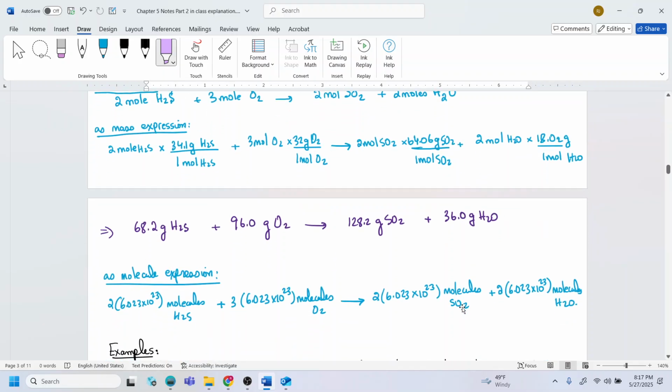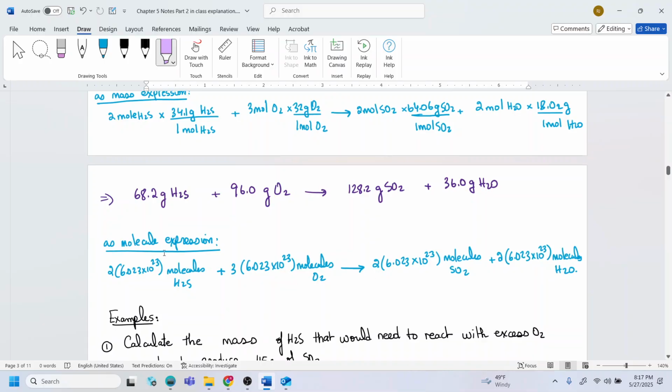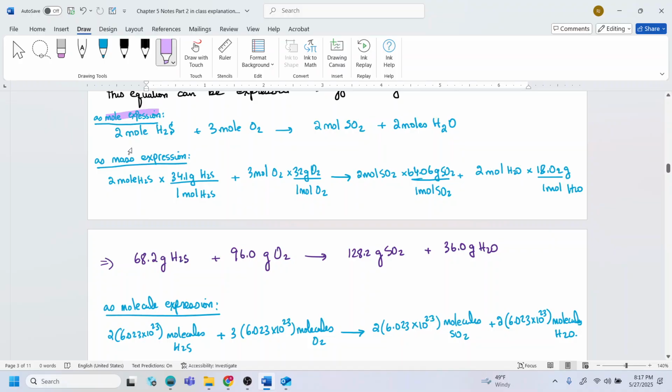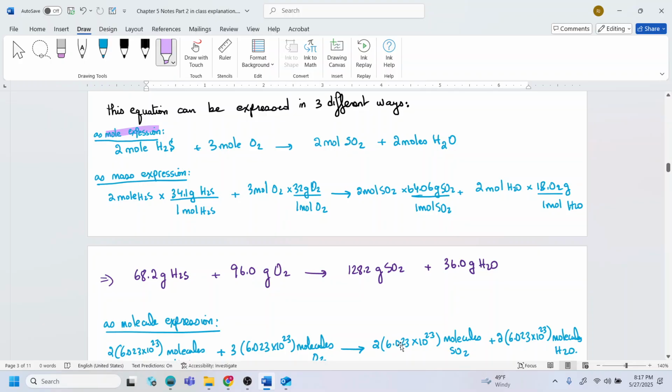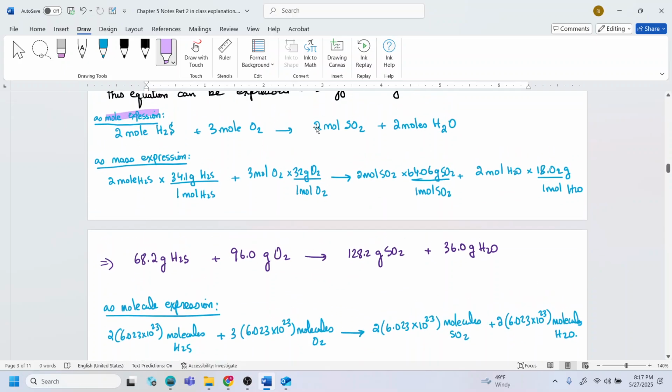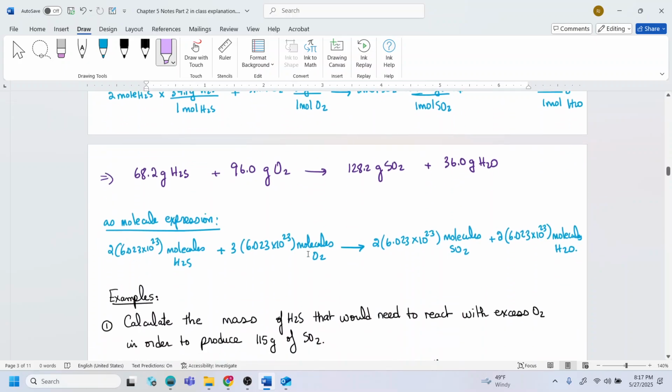We can also express the chemical equation in the form of a molecular expression. Just remember that every mole corresponds to 6.023 times 10 to the 23 molecules, so I can relate the number of molecules as well. Please do not forget the coefficient in there. This is the balanced equation, because this is very important to determine the number of molecules as well. So I cannot say for the SO2 I have 6.023 times 10 to the 23 molecules. No, it's 2 times 6.023 times 10 to the 23 molecules. So that coefficient contributes to the number of molecules as well.